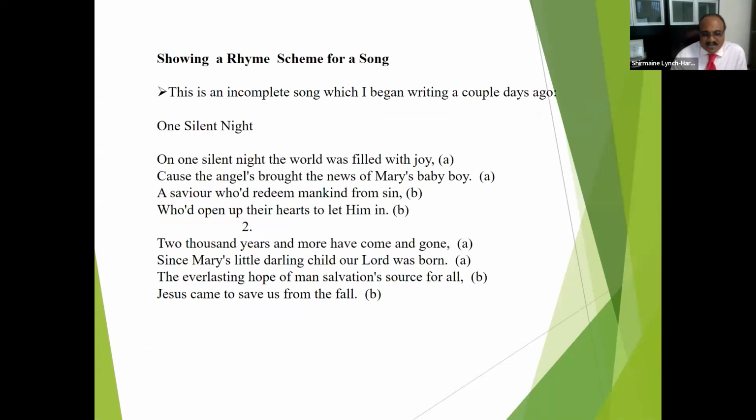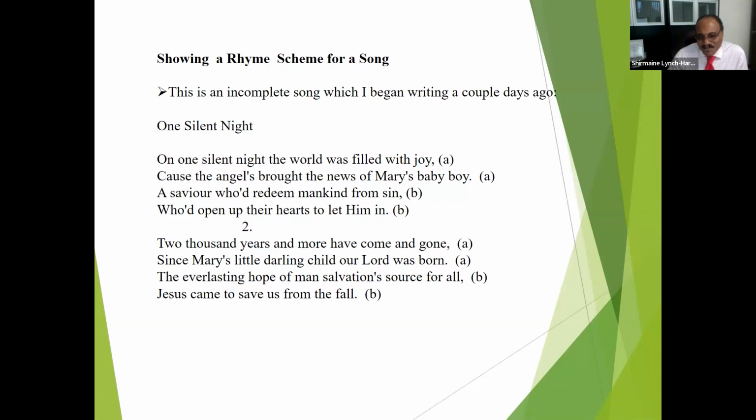Showing a rhyme scheme for a song. Now, this is a song that I just wrote a couple of days ago. It's called One Silent Night. It is related to Christmas because I love writing Christmas songs, right? The first line says, "One silent night, the world was filled with joy." That's poetic, isn't it?